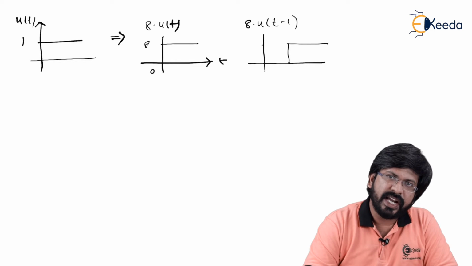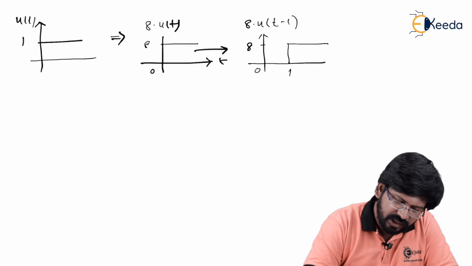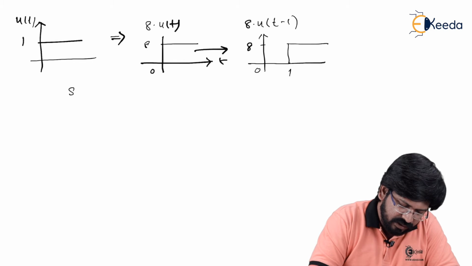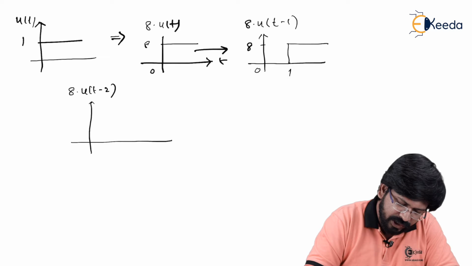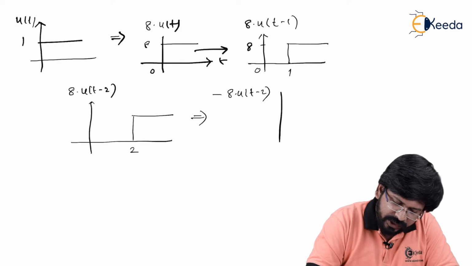So 8 times u of t minus 1 is like this. As you can see, the same signal is shifted to the right by 1 unit. Now suppose I have the signal 8 times u of t minus 2. Referring to the original signal, it was starting at 0. If I delay it by 2 intervals, the amplitude will remain the same. The only thing is it will start at 2. Am I right? Now, suppose from this I am getting the signal minus 8 times u of t minus 2. Now what is going to happen?